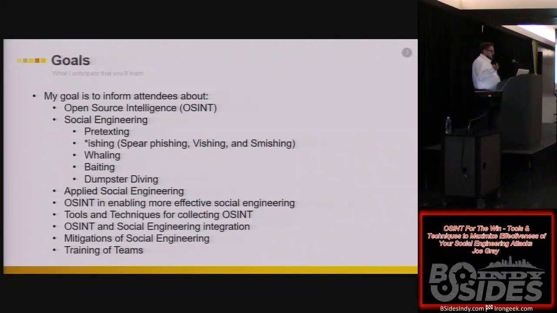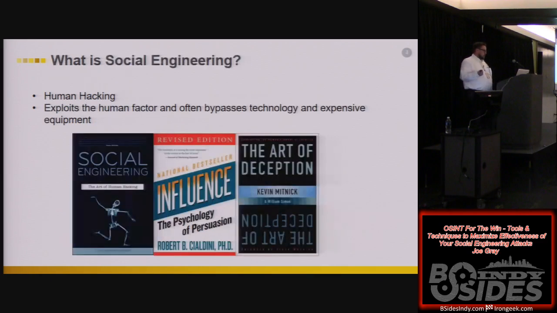So, with this presentation, I want to talk to you about what is open source intelligence, OSINT, and social engineering in terms of what kind of social engineering you can perform, such as pretexting, the various types of phishing, whaling, baiting, dumpster diving. We're not going to get too much into those. I just want you to be aware of those as possible vectors. We'll do some applied social engineering. Then we'll talk about enabling better social engineering through open source intelligence, mitigation, and if we have time, we'll talk about training your teams for prevention.